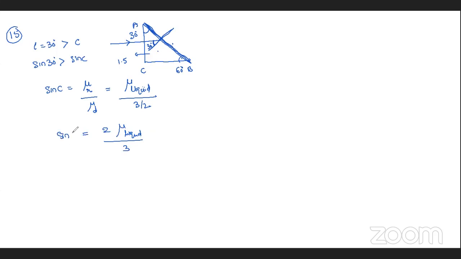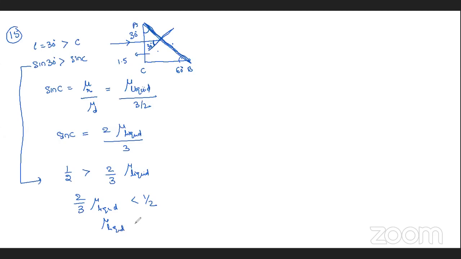Do you have any doubt? No, sir. Then here can I write sin 30? Straight away this equation comes here: sin 30 is half, which should be greater than 2 by 3 of mu of liquid. Means 2 by 3 mu of liquid should be less than half. So mu of liquid should be less than 3 by 4.